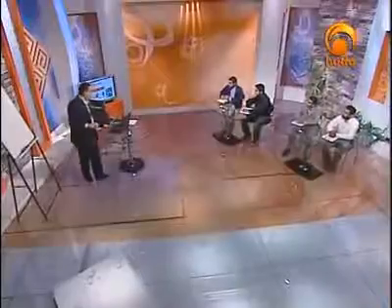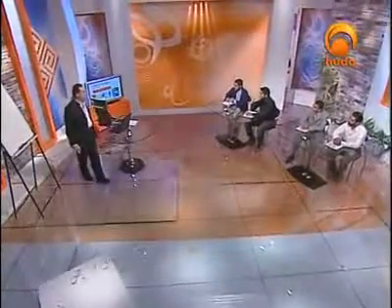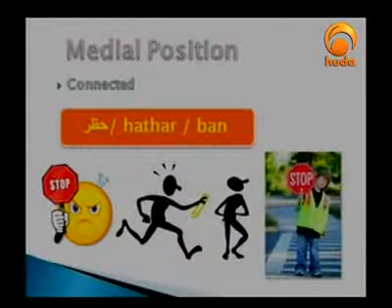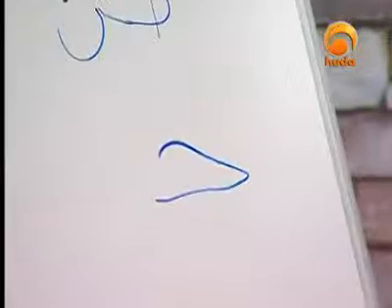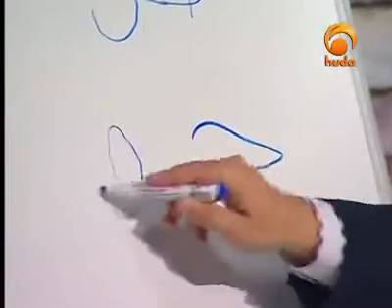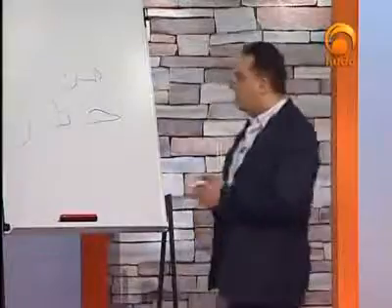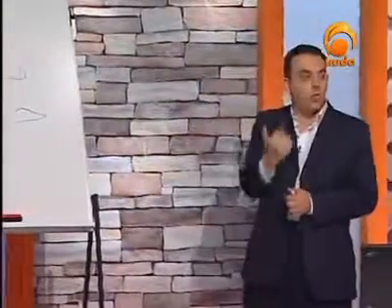Now, when it comes to medial position, it comes always connected. Can you see the slide here? Like hadr. How many letters do we have in such a word? Hadr. We have three, exactly. So let me just start here once again. So we have ha. You still remember ha? Okay, and then we have dha. And then we have ra. So I would like to combine all of them together. Please follow me in writing this.